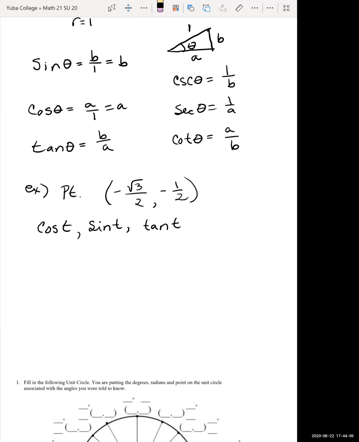Professor, what is T? So T is basically, instead of calling it theta, we're going to call it T right now. Oh, okay. And so T is just the angle measure that we're using.